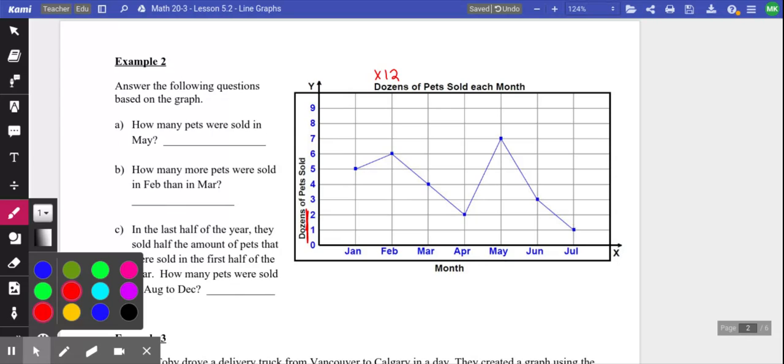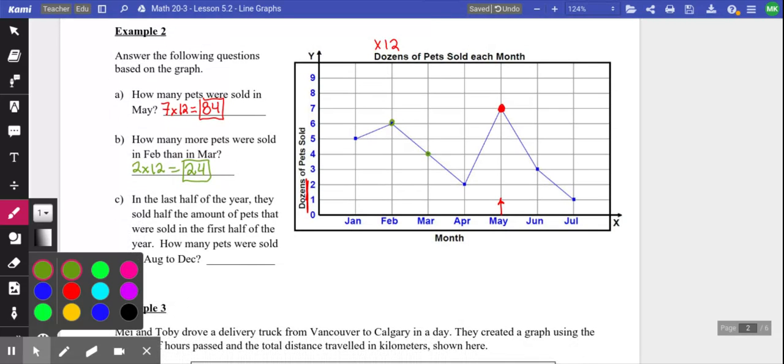And A, how many pets were sold in May? In May, we look up and we see this many pets sold. That's 7 dozen. So 7 times 12 gives you 84 pets sold in May. Part B, how many more pets were sold in February than March? February was 6, March was 4. That's a difference of 2. So 2 times 12 is 24 more pets sold in February than March.